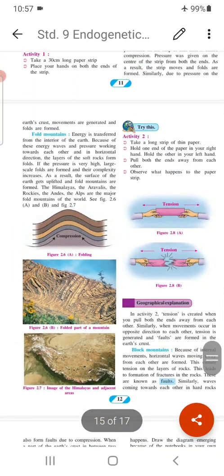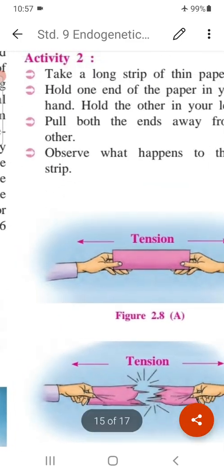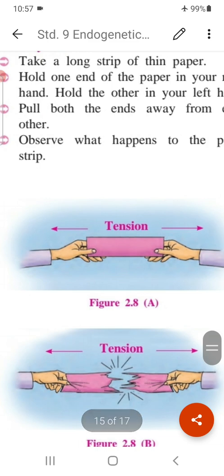Fine. Now going to the next concept, and that is block mountains and rift valleys. We will see with the help of one activity. Again one activity is given here. Let's see what that activity is. Take a long strip of thin paper. Hold one end of the paper in your right hand, hold the other in your left hand. Pull both the ends away from each other.